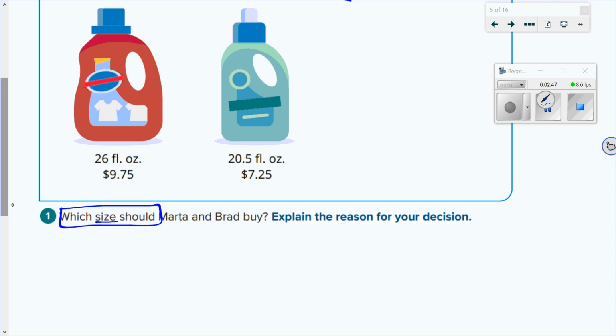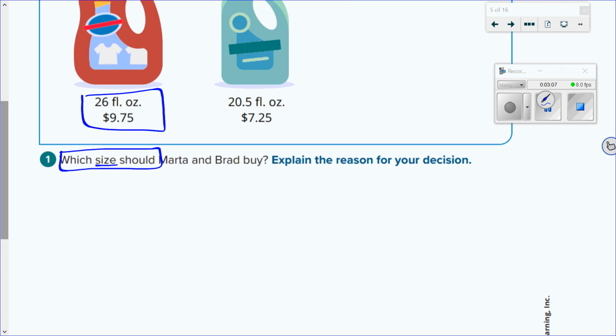Okay, and then am I going to want the one that gets more fluid ounces or less fluid ounces per dollar? More fluid ounces per dollar. Does everybody understand that? It's giving me more for the same amount of money, right? So every one of these is going to start the same, though. I start with the rate that they've given me. So I'm going to start at 26 fluid ounces and $9.75. But as we were just saying, I want to know how much can I get for $1. Does that make sense?